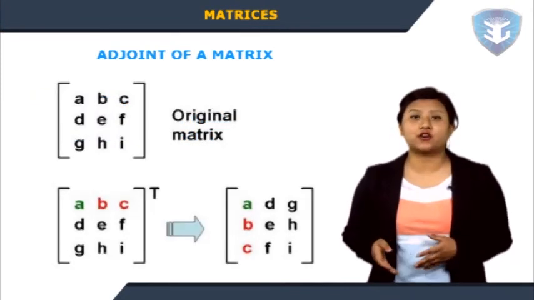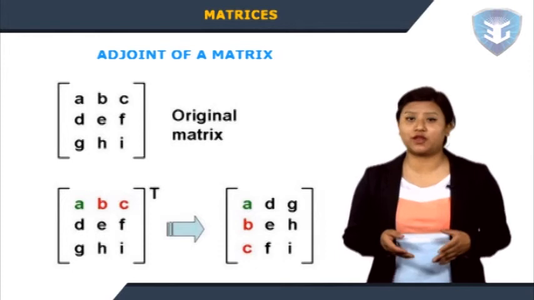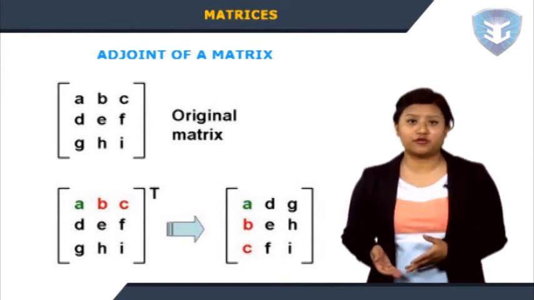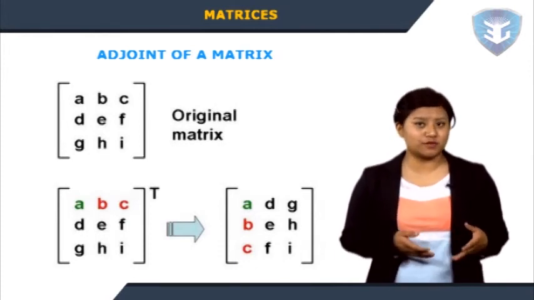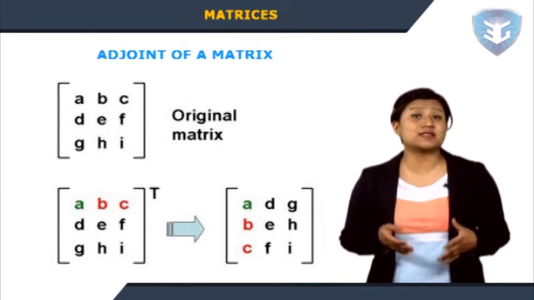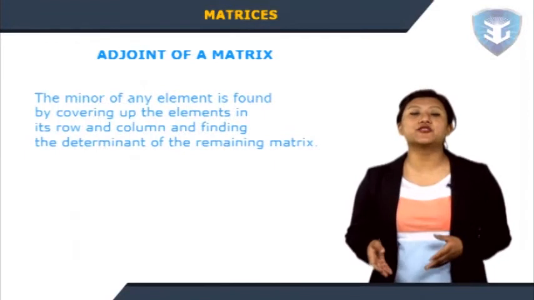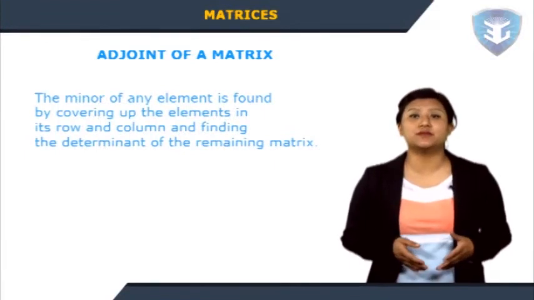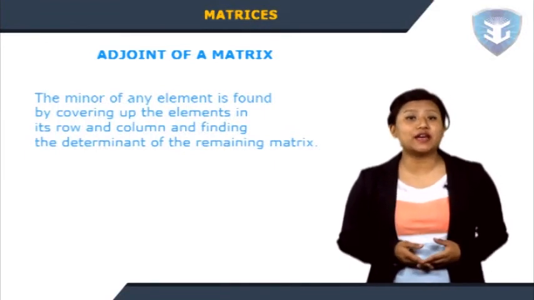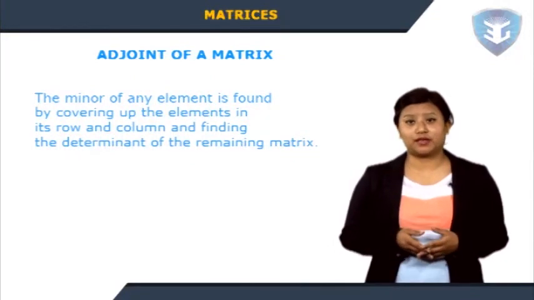The transpose is found by interchanging the rows and the columns of A. So for example, the first column of A is the first row of the transposed matrix. The second column of A is the second row of the transposed matrix, and so on. The minor of any element is found by covering up the elements in its row and column and finding the determinant of the remaining matrix.